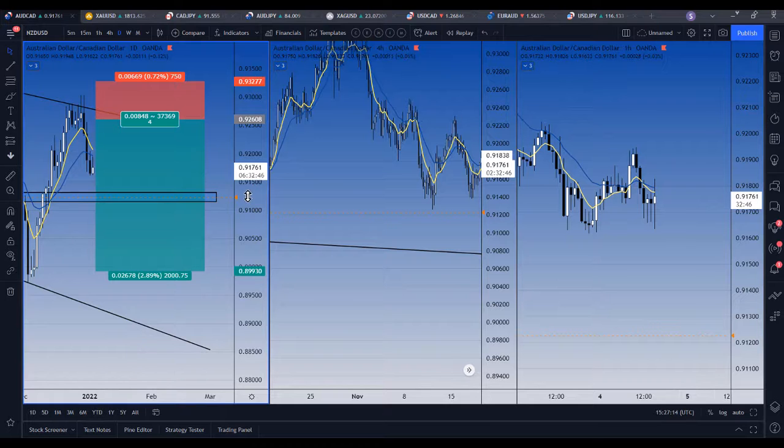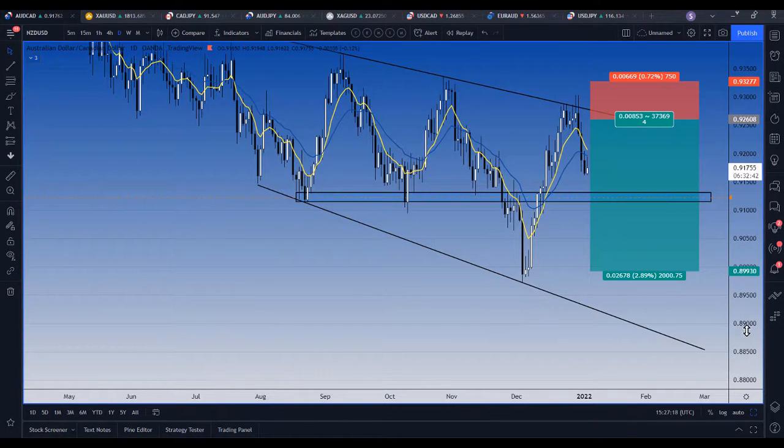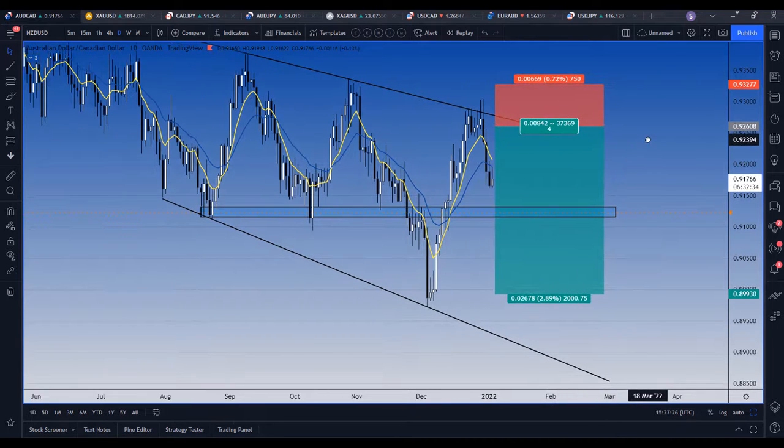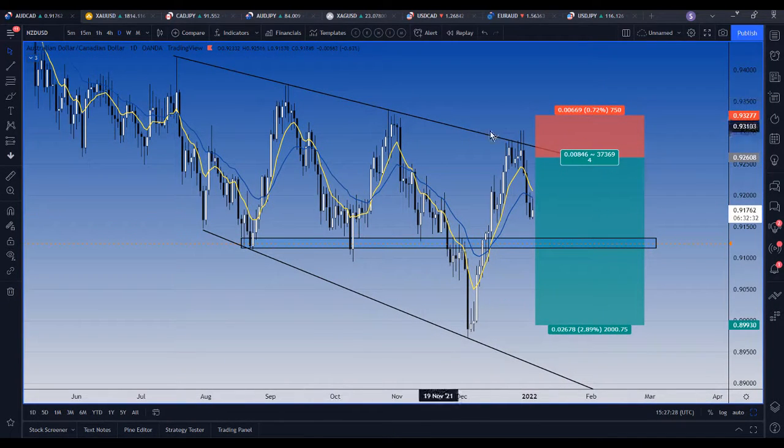What have I got here actually? Aussie CAD. Aussie CAD is a trade that we sent out to our traders on the 30th of December, and we've taken first profits already. But you can see that price is obeying the structure, if you like. It's in a downtrend, basically, making lower highs and lower lows.